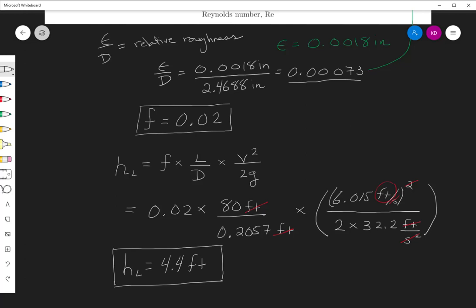The interpretation of that is that H sub L is 4.4 foot-pounds per pound, which is essentially just a way of saying that for every pound of fluid that flows through our system, 4.4 foot-pounds of energy is dissipated due to friction. But again, the final answer would just be expressed as a head, which would, in our case, be 4.4 feet.